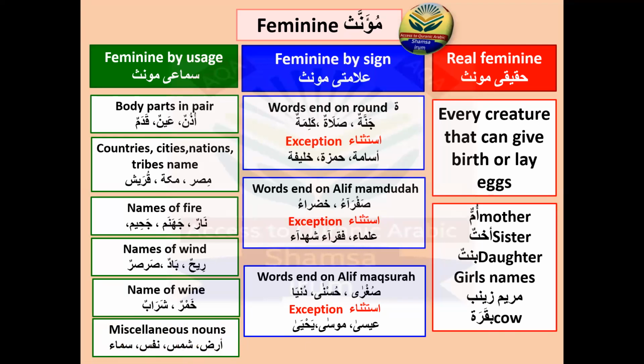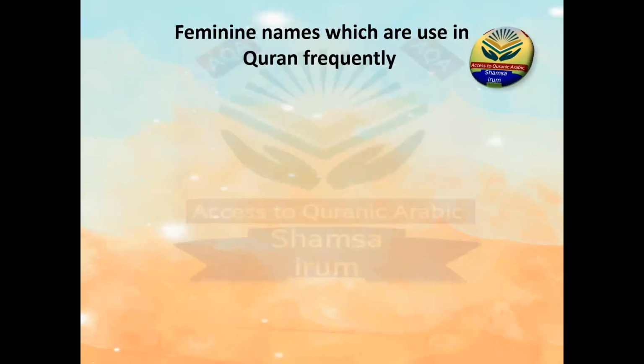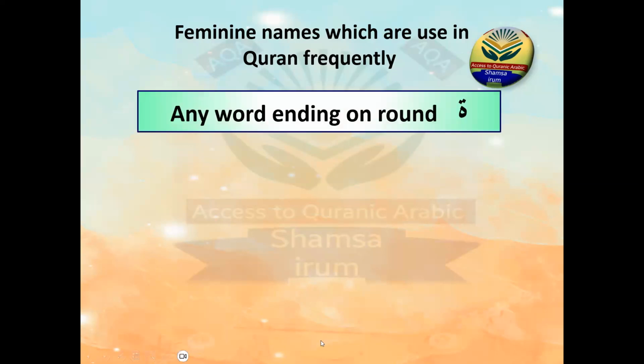Now I want some practice for you. Before practice, for the new students especially, if you keep in mind only these words as feminine, which are frequently used in the Quran, that will be enough for you. First, any word ending on the round ta, ta marbuta, comes in the category of feminine. This point you must know.